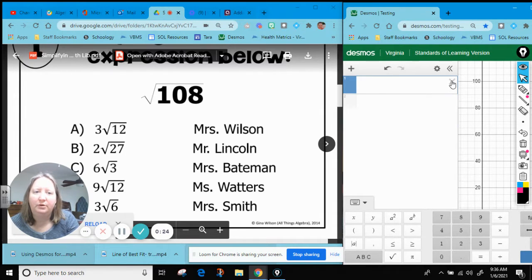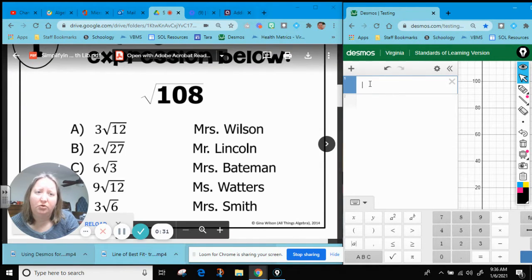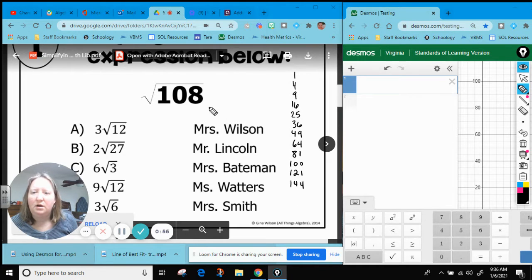So we want to figure out if there are maybe some perfect squares that are factors of 108. And so you can make a list of your perfect squares. That's definitely where you should start. Maybe you have them memorized. That would be good. 1, 4, 9, 16, 25, 36, 49, 64, 81, 100, and then 121, 144. We could just stop there.